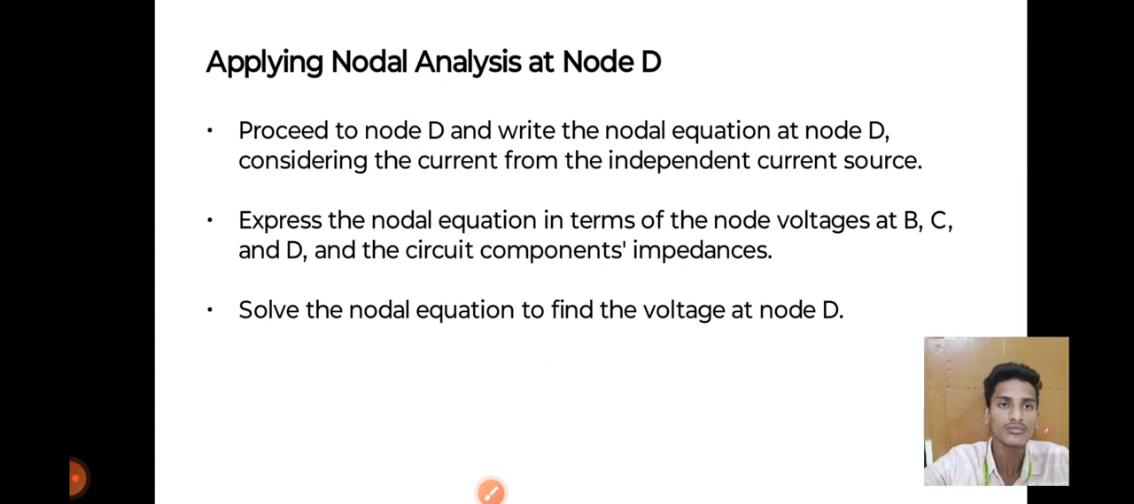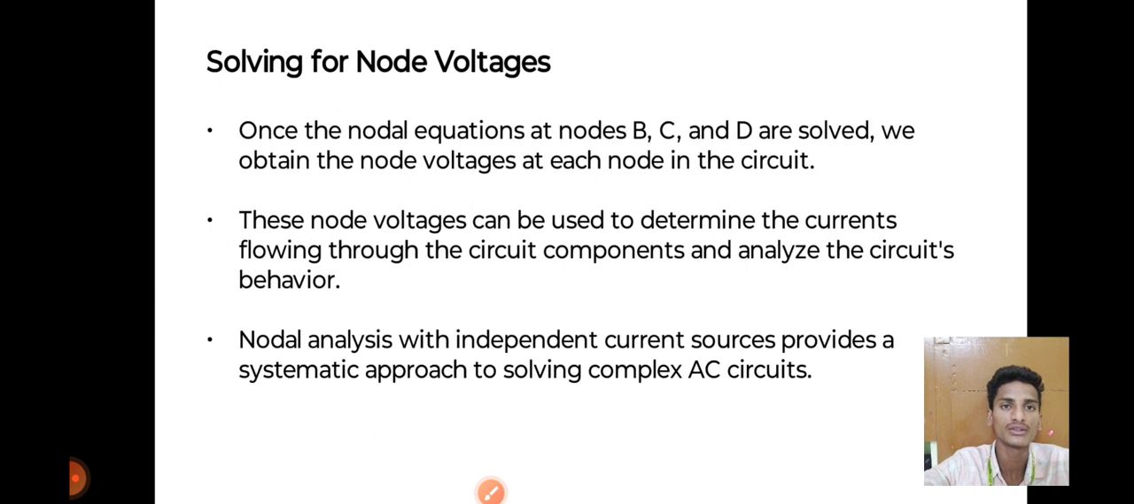Applying nodal analysis at node D. Proceed to node D and write the nodal equations at node D, considering the current from the independent current source. Express the nodal equations in terms of the node voltages B, C and D and the circuit components' impedance. Solve the nodal equations to find the voltage at node D.